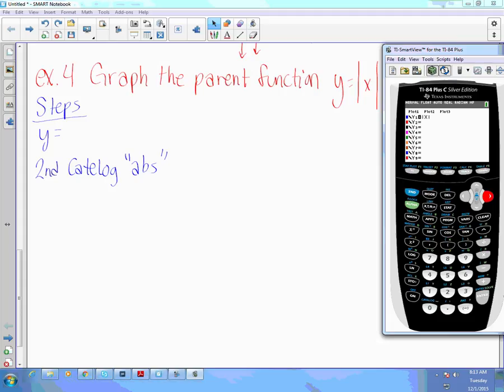So your calculator will look like this: y equals abs, parentheses, X. Then you push the close parentheses, and that closes the absolute value. Okay, let's make sure everyone's in the same window. Go to Zoom, which is up here in the middle. ZStandard gives you a negative 10 to positive 10 window. Which number is ZStandard? 6. So all you have to do is hit number 6.